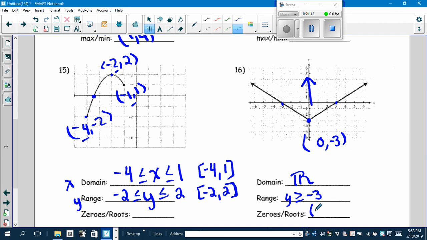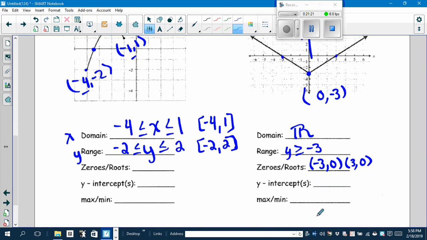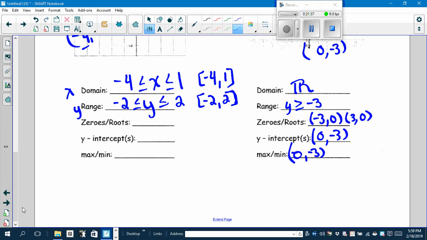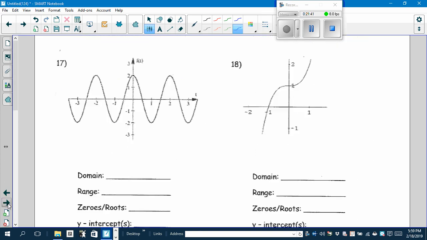There's zeros here and here. So our zeros are (-3, 0) and (3, 0), right? And our y-intercept is very easily (0, -3), and it's the same thing as our minimum. Okay. All right. So hopefully this is giving you some idea. I want you to pay attention to the stuff that really is important here.